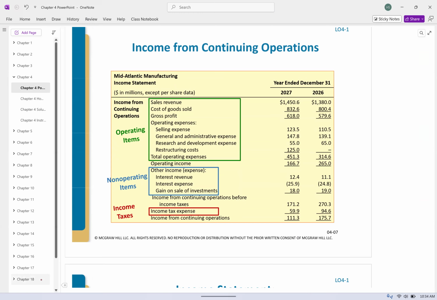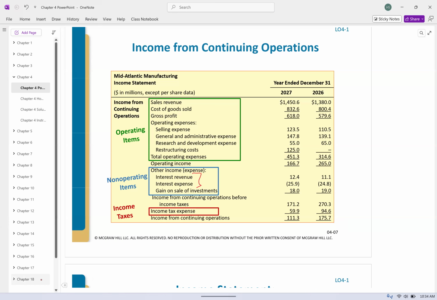The most common is interest revenue and interest expense. They had a gain on investment. That would be like if they had bought stock in another company. So they're really non-operating, but we may see them again. And then we have our taxes.